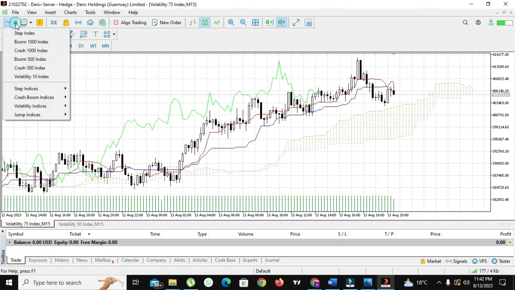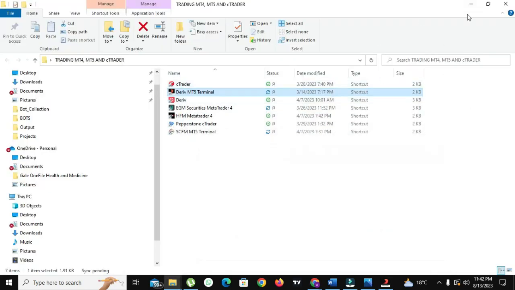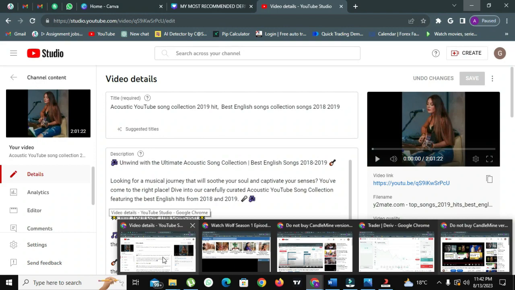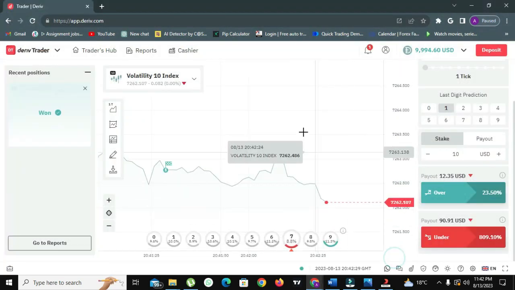These are all the assets that you want. You can do Boom and Crash. There are a lot of things to do on Deriv. Now if you want some guidance about this, you can contact me here. I will try and show you the best I can.